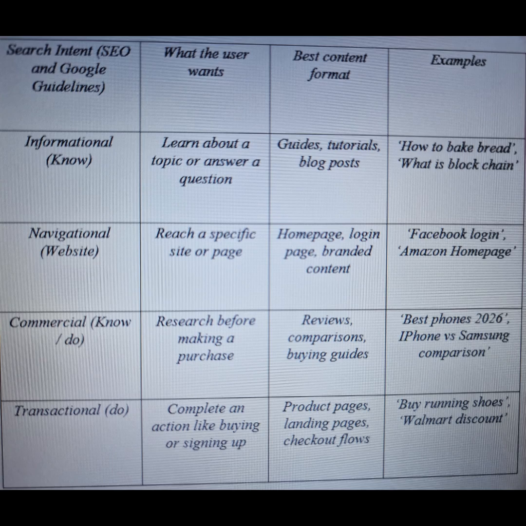Commercial: know or do. What the user wants: research before making a purchase. Best content format: reviews, comparisons, buying guides. Examples: best phones 2026, iPhone versus Samsung comparison. Transactional: do. What the user wants: complete an action like buying or signing up. Best content format: product pages, landing pages, checkout flows. Examples: buy running shoes, Walmart discount.